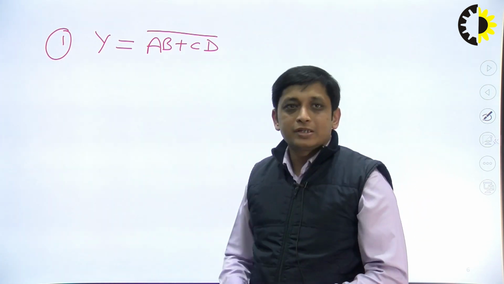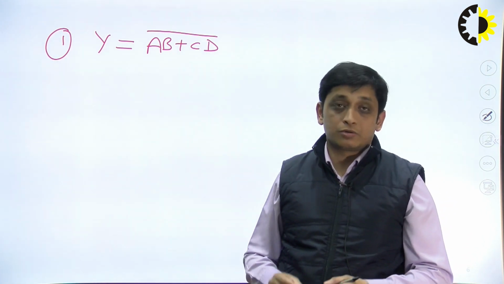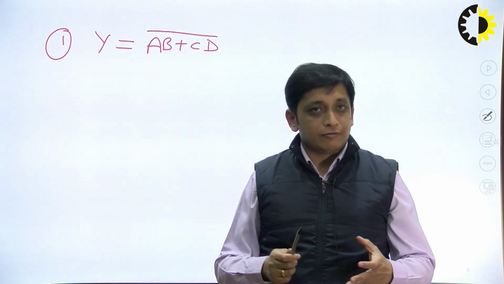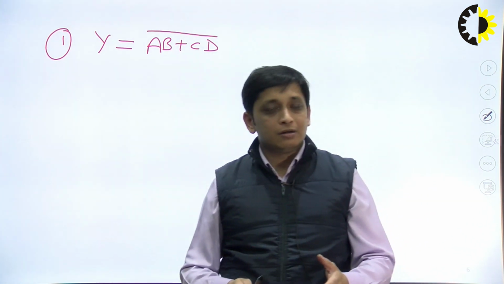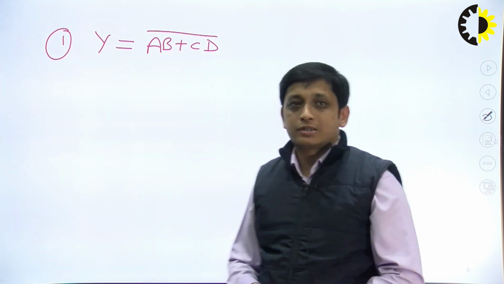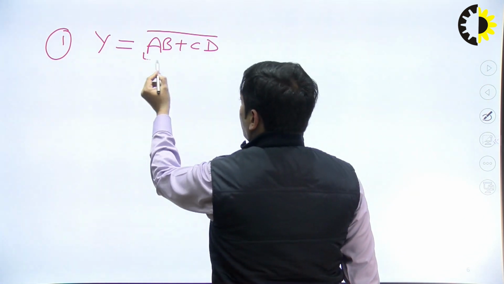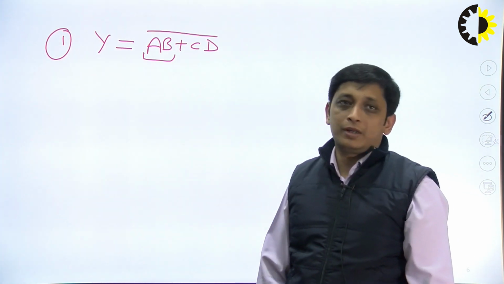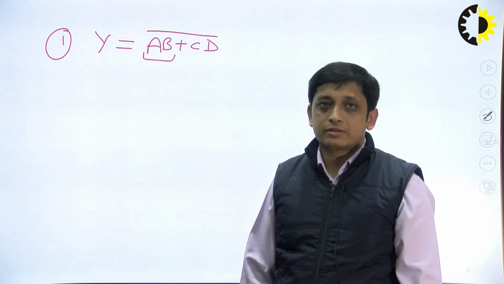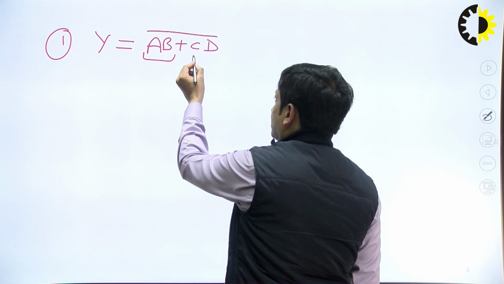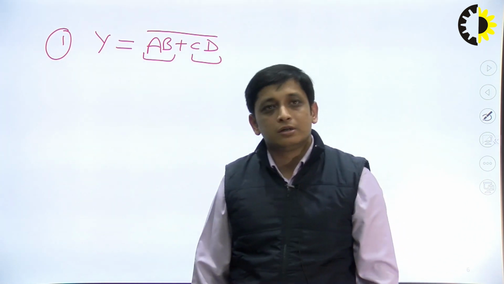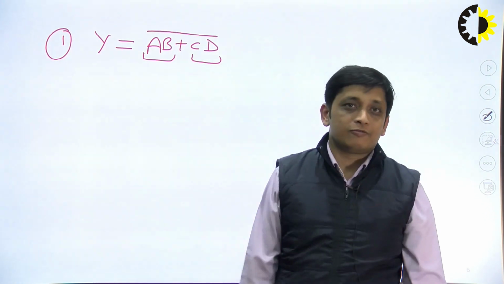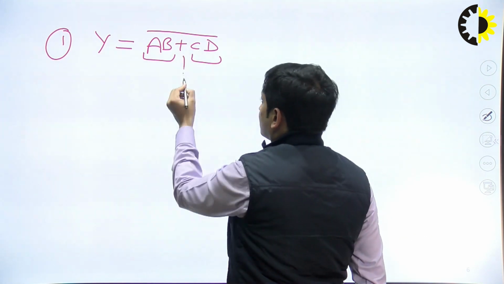AB plus CD, A, B, C, D are the input variables. So there are 4 inputs, A, B, C, D. So there will be 4 NMOS transistors required and 4 PMOS transistors. Now you can see A dot B, dot operation. It means that 2 NMOS transistors whose inputs are A and B will be in series. And C dot D, it means that 2 NMOS transistors whose inputs are C and D will be in series. And both the sections will be in parallel because there is this OR operation also.